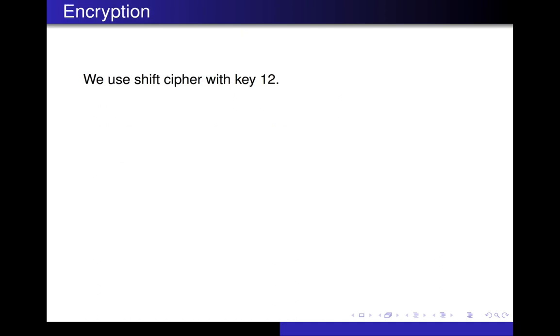So let's see how this works in a couple of examples. The first example we're going to use is a shift cipher with key 12. What that means is when we convert everything into numbers, we're going to add 12 to encrypt it. So the plain text we're going to use is "her name is Rio." And what we're going to do first is convert everything to numbers.